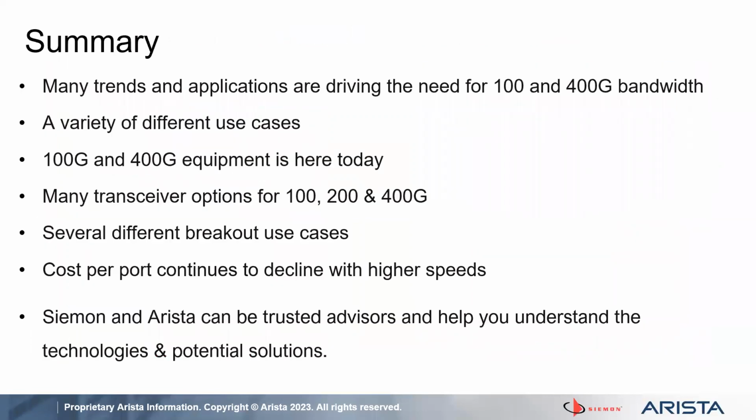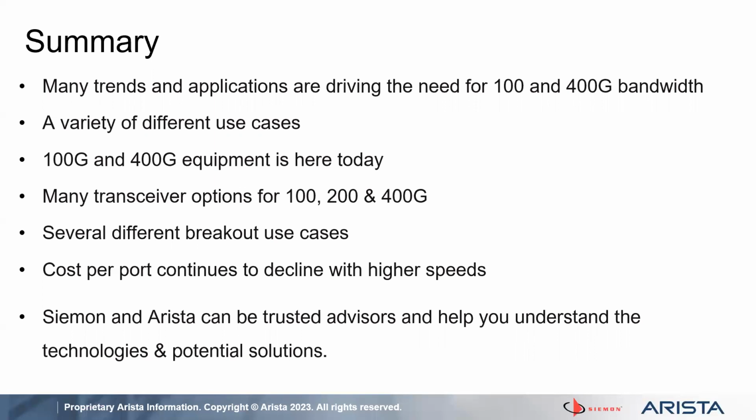So just wrapping it up here, I think we're right on the hour. I think we're doing good timing. To summarize, we covered a lot of information here in an hour, but there are a lot of trends and applications that are driving the need for these higher speeds at 100 and 400 gig. Several different use cases that Siemon highlighted, and as you can see, there's a lot of equipment available. On the 400 gig front, the platform that Arista just introduced last month, I think they're on the 3rd gen of the 400 gig equipment now.